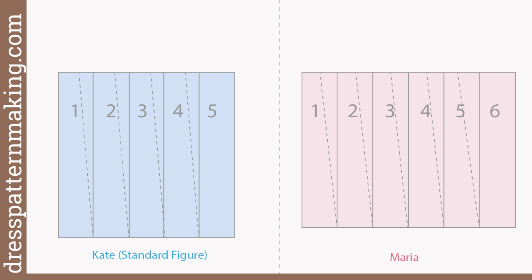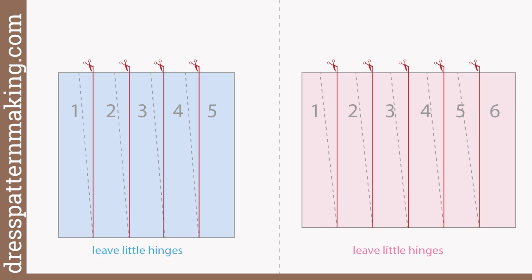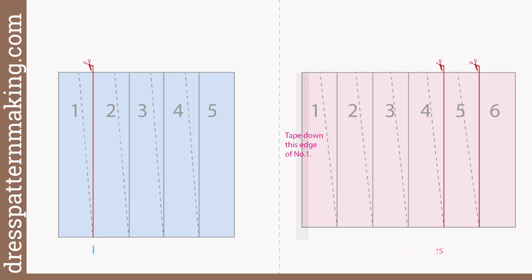Now you shouldn't have a diagonal line on the last panel because nothing will be overlapping that last panel. Using a pair of scissors, cut down the vertical lines, not the sloping lines, but the original vertical lines, from the top to the hip line, leaving little hinges at the hip line. Now if you haven't already cut out this rectangle, do so now.